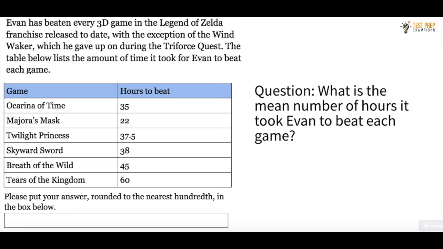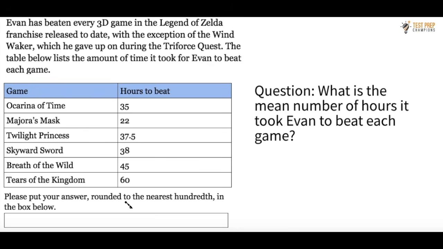Evan has beaten every 3D game in the Legend of Zelda franchise released to date, with the exception of the Wind Waker, which he gave up on during the Triforce quest. The table below lists the amount of time it took for Evan to beat each game. Question: what is the mean number of hours it took Evan to beat each game? And the instruction says, please put your answer rounded to the nearest hundredth in the box below.